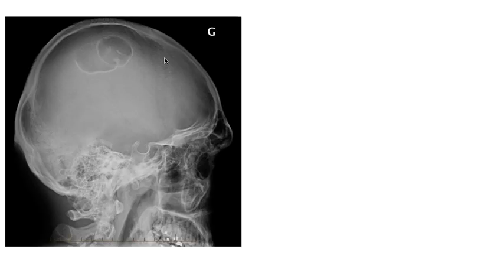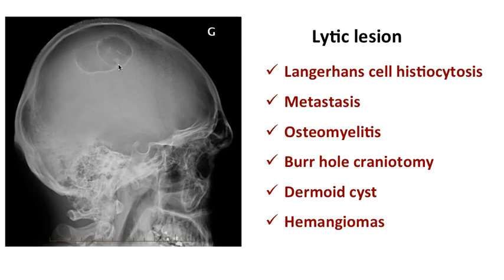Some of you may have guessed it. It is the lytic lesion in the skull. Can you appreciate it now? Lytic lesions can have multiple differential diagnoses, and the most common being Langerhans cell histiocytosis, metastasis, osteomyelitis, the burr hole craniotomy, dermoid or epidermoid cyst, and sometimes even hemangiomas can give an appearance of lytic lesion on a skull x-ray.